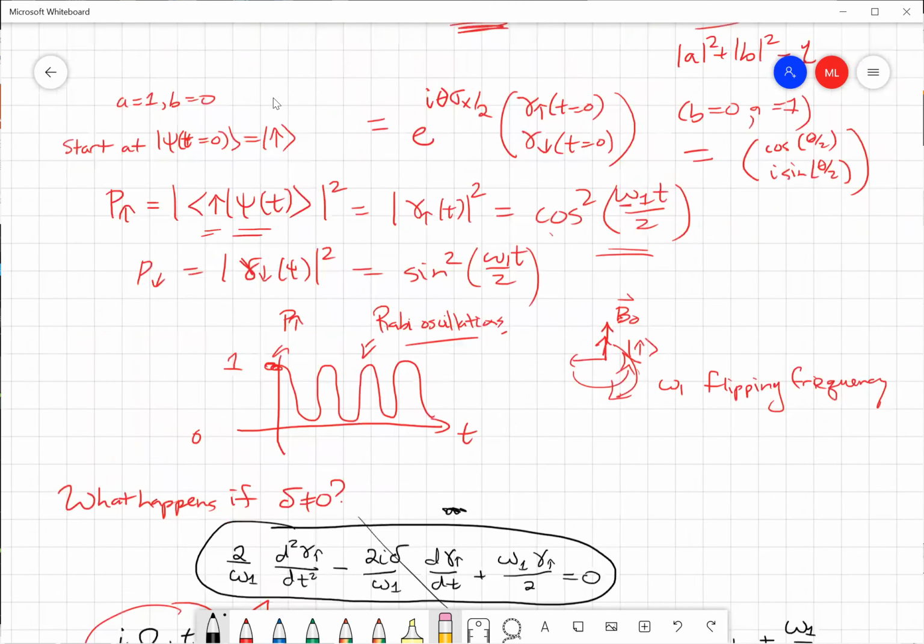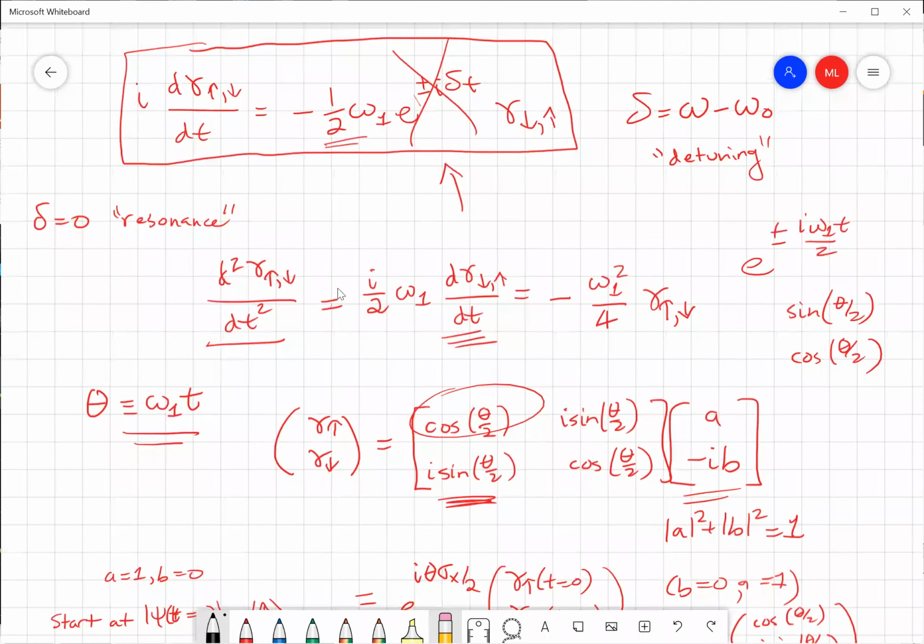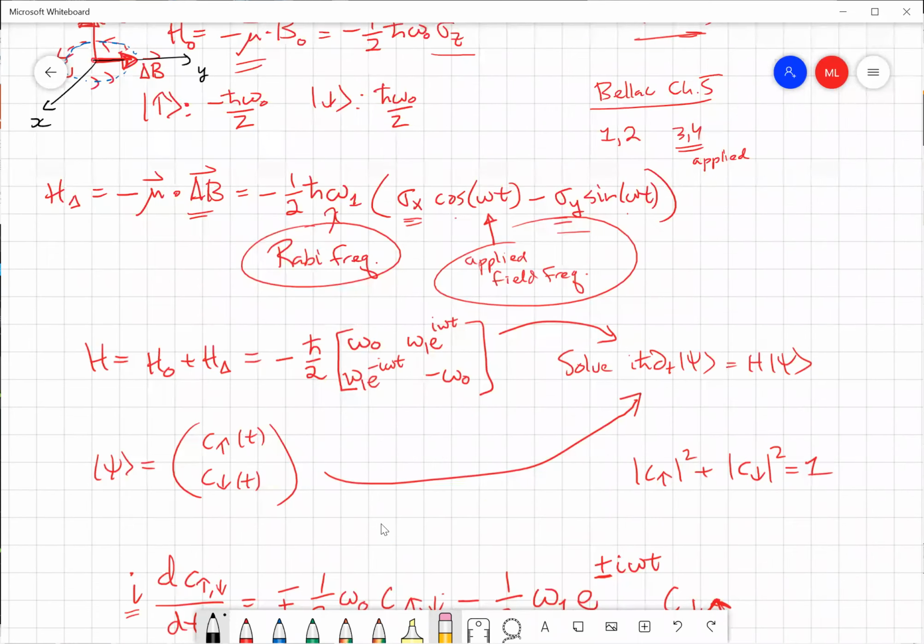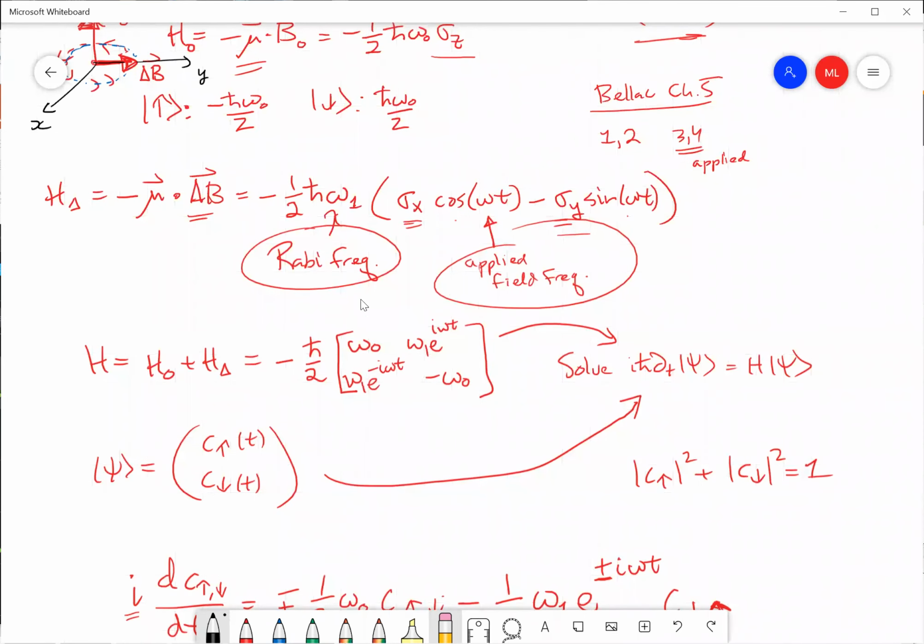I forget if I erased it at this point. That's sort of what we start with. Yeah, I have it right here. So in terms of the Schrodinger equation, it just means that you have a system of first order equations, which you then reduce to two decoupled second order equations for the two coefficients of your qubit.